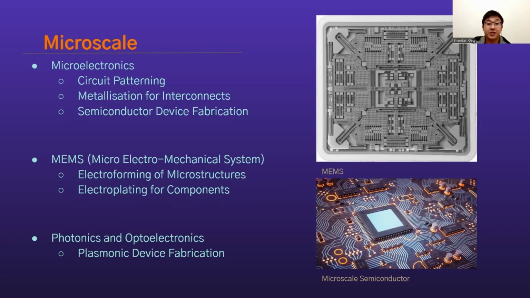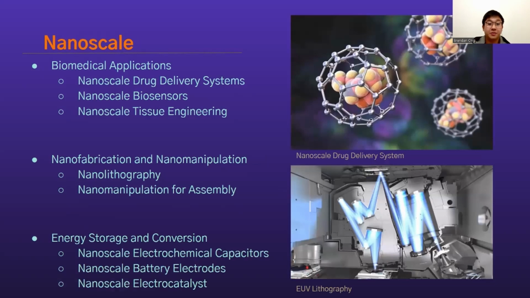Now let's have a look at the nanoscale. The uses for electrodeposition in the nanoscale include biomedical applications such as nanoscale drug delivery systems, biosensors, and tissue engineering.